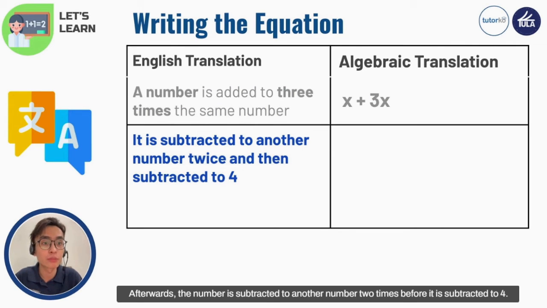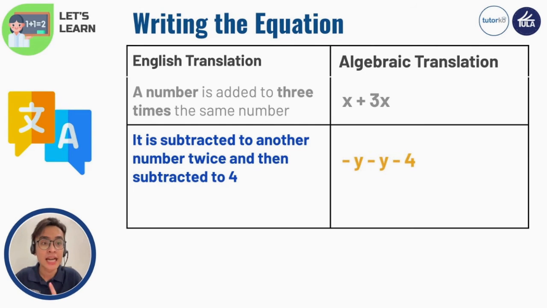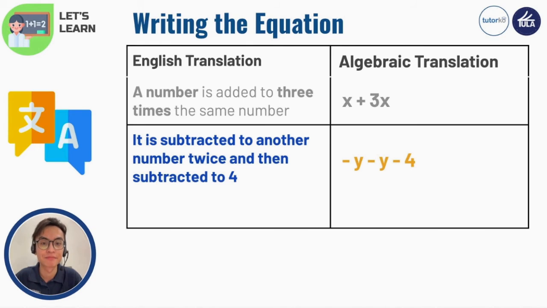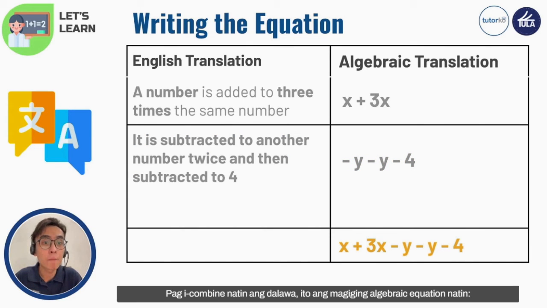Afterwards, the number is subtracted to another number 2 times before it is subtracted to 4. Gagamitin natin ang y para sa susunod na variable. Dalawang beses natin siyang isa-subtract bago isubtract uli sa 4. Pag i-combine natin ang dalawa, ito ang magiging algebraic equation natin. X plus 3x minus y minus 4.